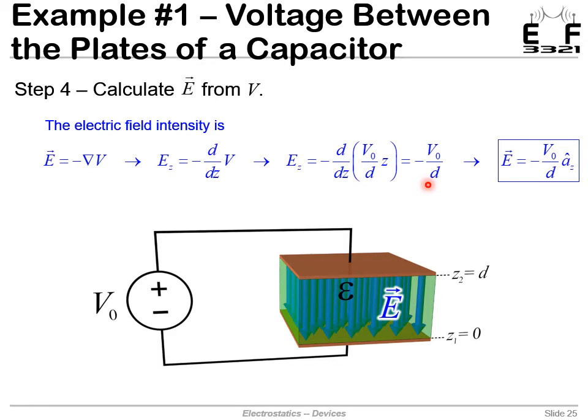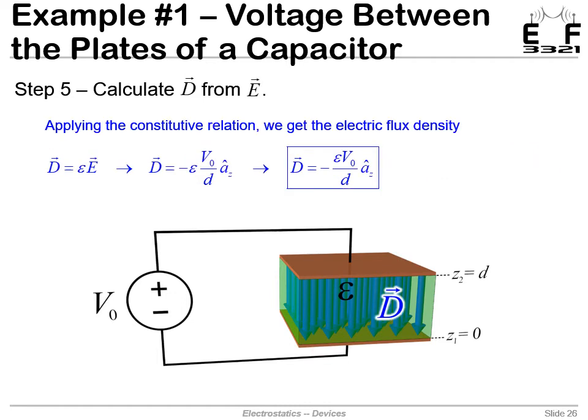And so that's only the z component, so we can write the electric field as a vector, and the negative sign is indicating that the electric field is pointing down. And that makes sense because the electric field emerges from positive charges, which would be at the top plate, and then ends on negative charges. So now we have the electric field E. And if we want the electric flux density D, we just apply the constitutive relation and we multiply by the permittivity. So here's our electric flux density D. And it looks the same, just scaled by a constant, the permittivity.